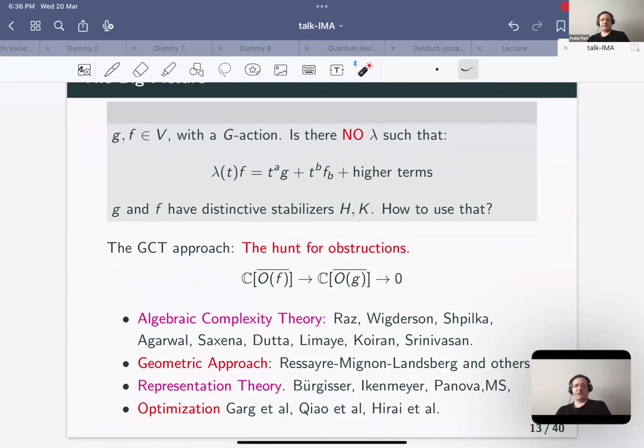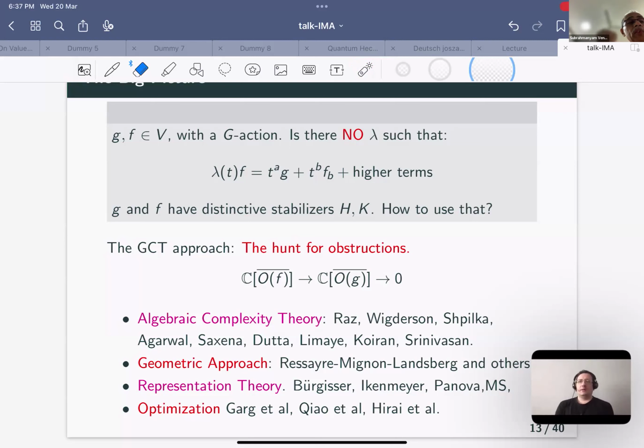Well, it's worth mentioning that if you do not take the closure of the orbit of the determinant, then you can immediately show that the permanent is not there, just by looking at stabilizers. Yeah, that's a point.